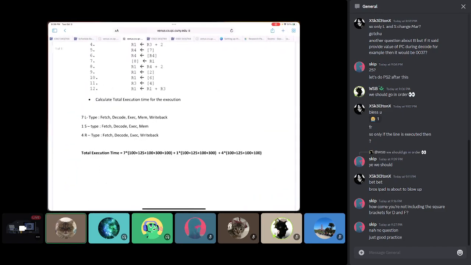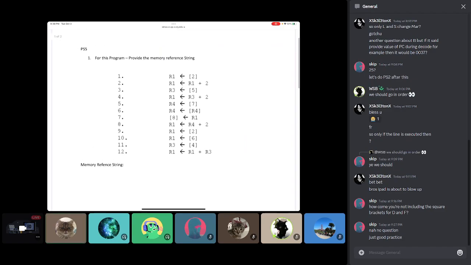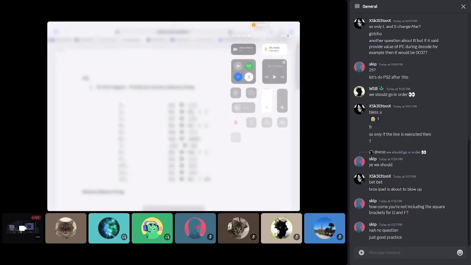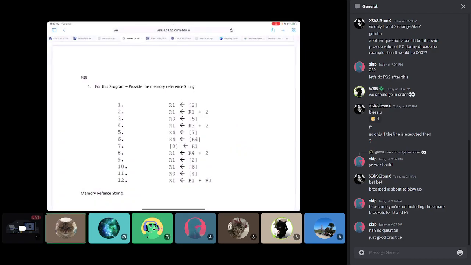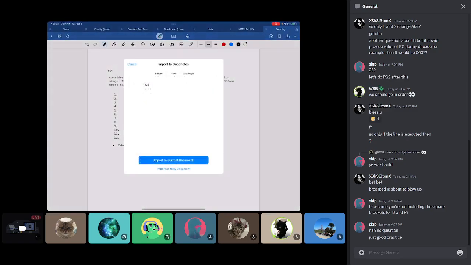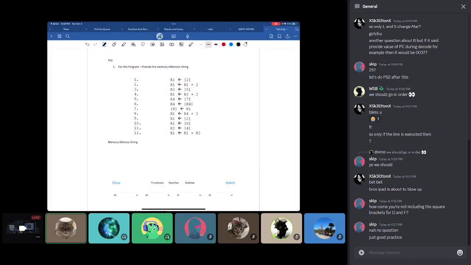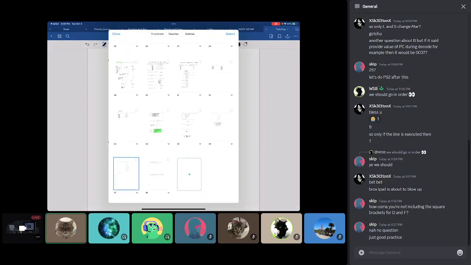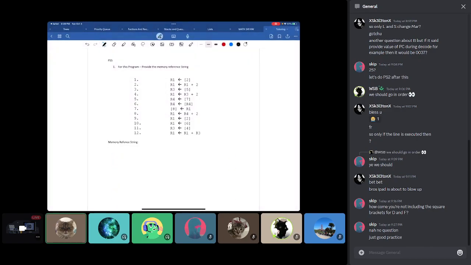Problem set 5. Last problem set on the exam. My brightness just went low for, I don't know. Problem set 5, cache is not on the exam, so we can just take that out. Let's deal with problem set 5, part 1.